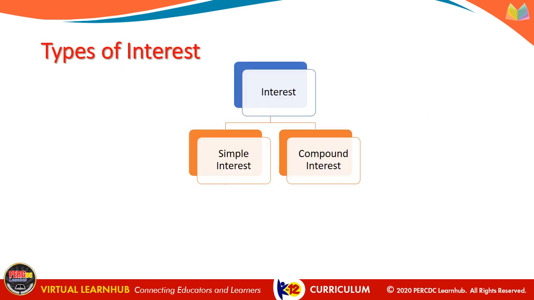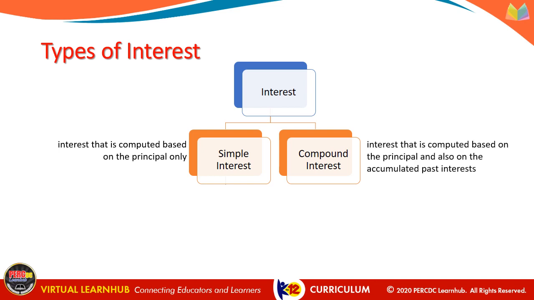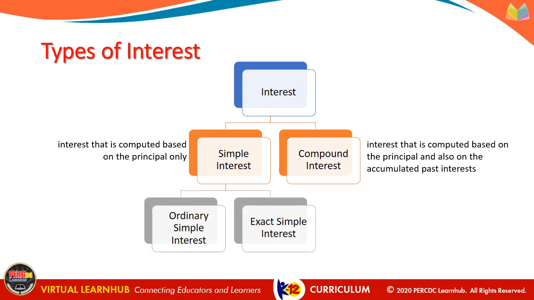From our previous lecture videos, we already know that there are two types of interest. We have simple interest and compound interest. Simple interest is the interest that is computed based on the principal only. And compound interest is the interest that is computed based on the principal and also on the accumulated past interest. In this lecture video, we are going to focus on the two types of simple interest. We have ordinary simple interest and exact simple interest.